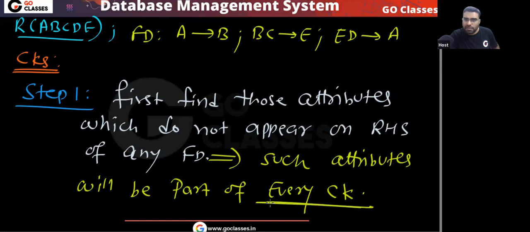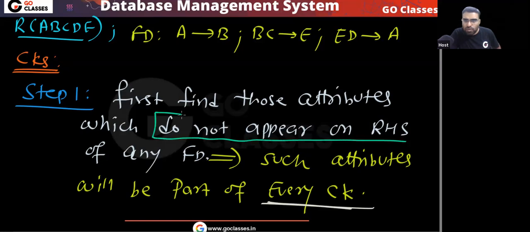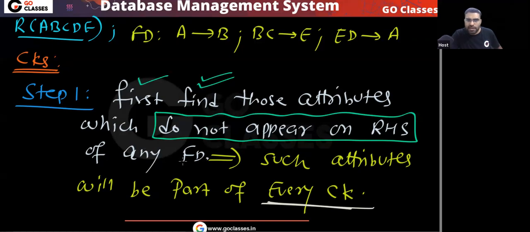Every candidate key. Is this clear? Such an attribute will be part of every candidate key. Okay, so now you tell me, is there any attribute which does not appear on the RHS? Find these attributes.